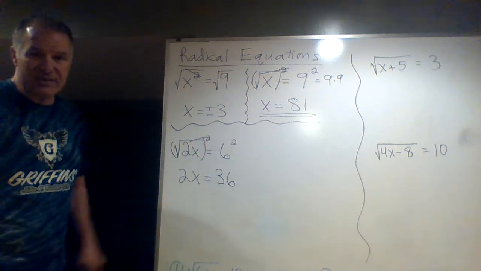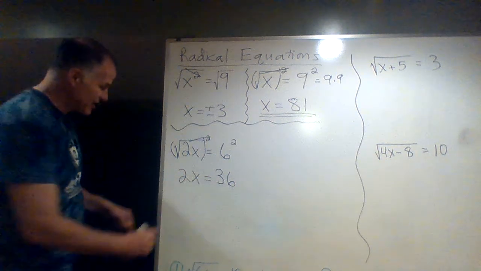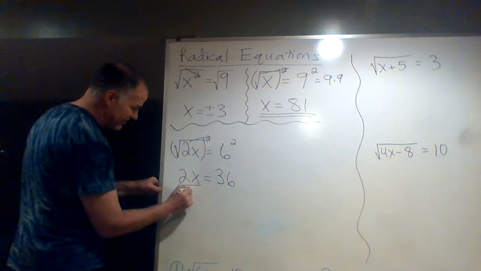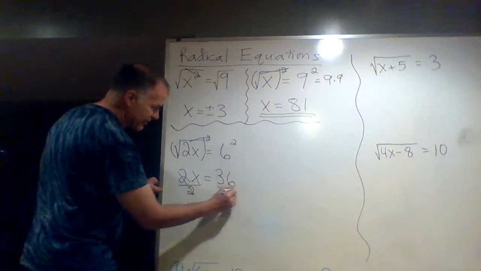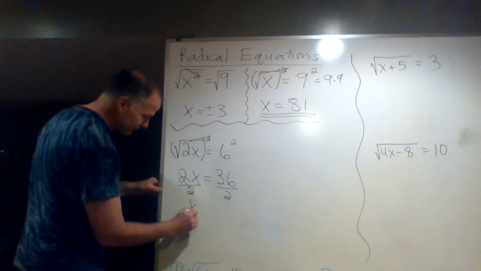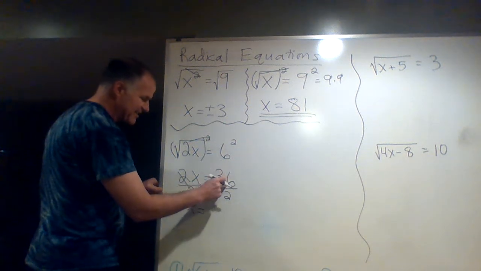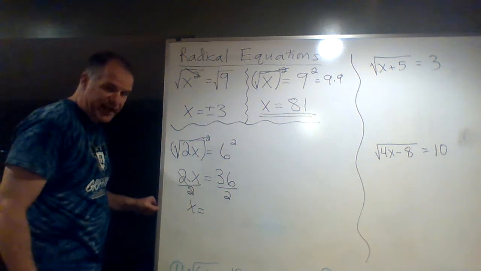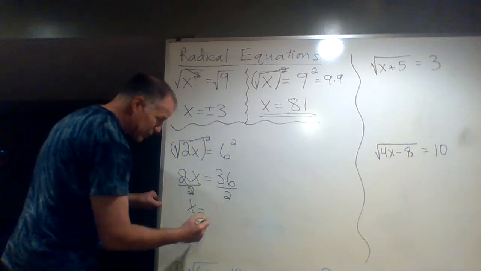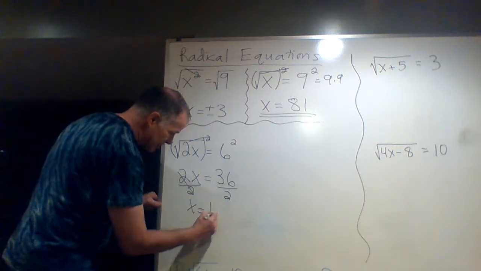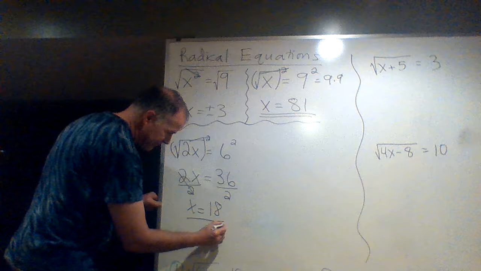Now I just solve this like a regular equation. I got 2x equals 36. To get rid of that 2, I just divide away the 2. 36 divided by 2. Again, you can use your calculator. I can do this one in my head, but 36 divided by 2 is 18, and boom, there's my answer.